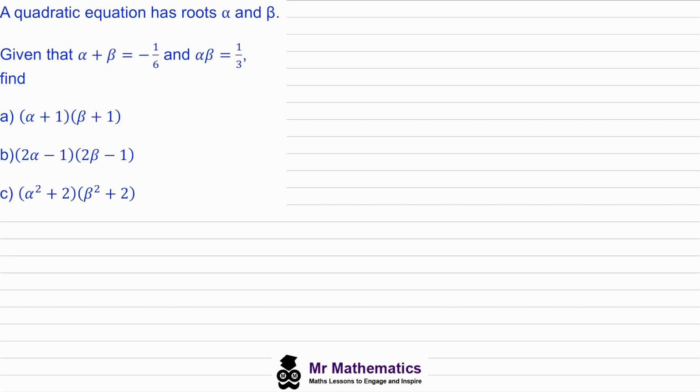So the first thing we're going to do for part A is expand out this quadratic. So if we have alpha beta, and then we have alpha times 1, so alpha, and then the beta, and then the 1. Now we've been given alpha beta in the question, and this is 1/3. So we can substitute this in its place. So we have 1/3. We're also given alpha plus beta, which is -1/6.